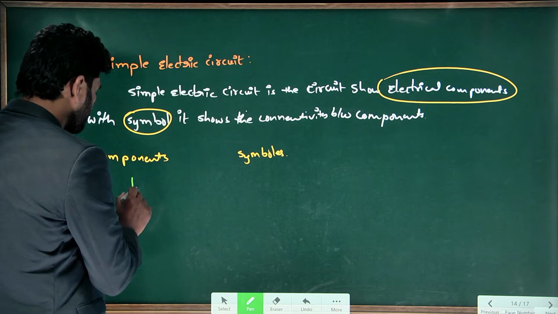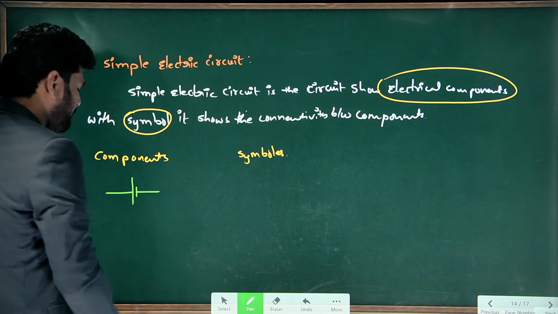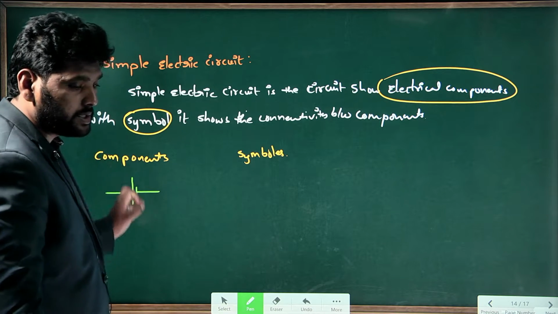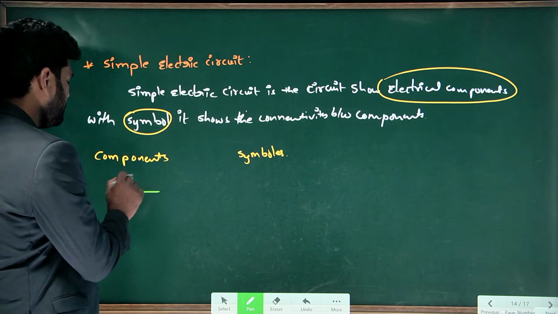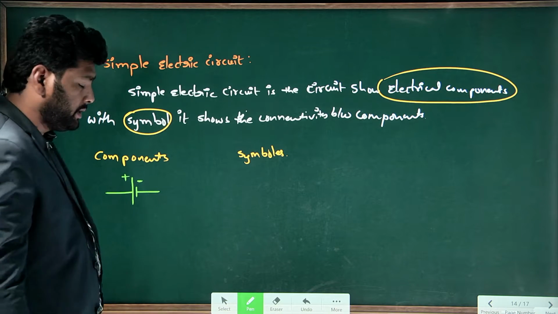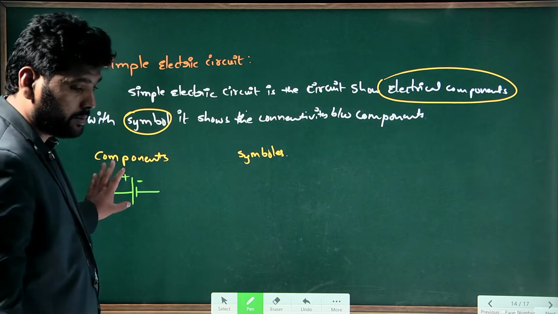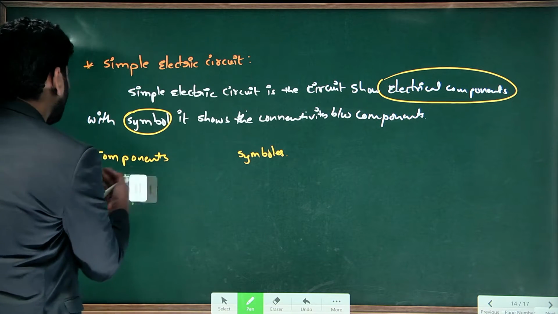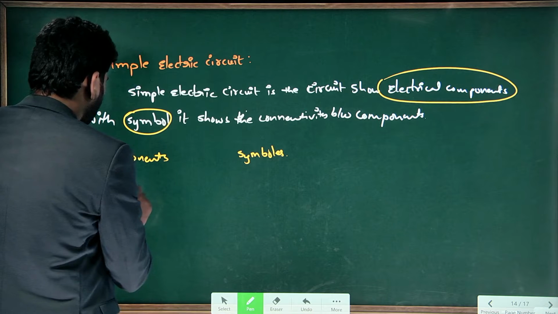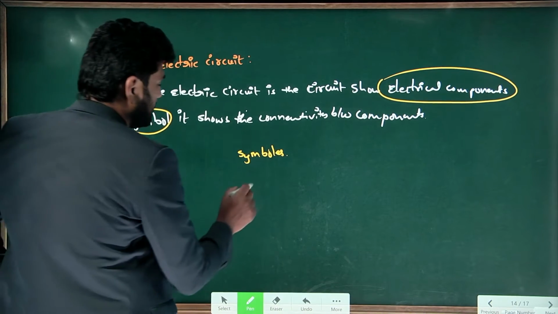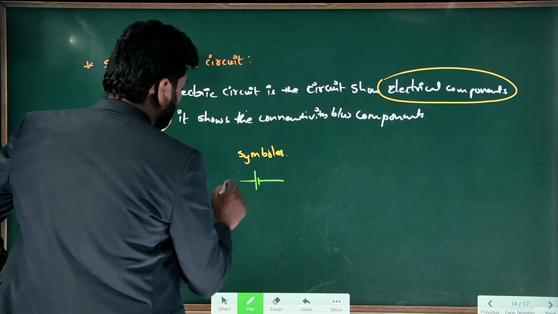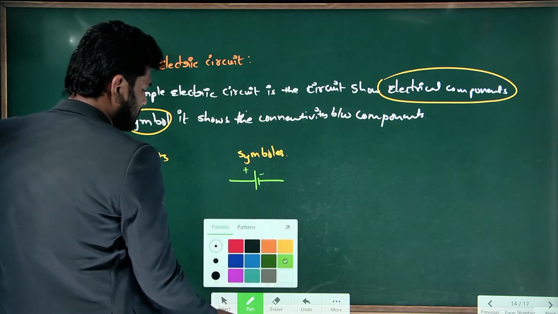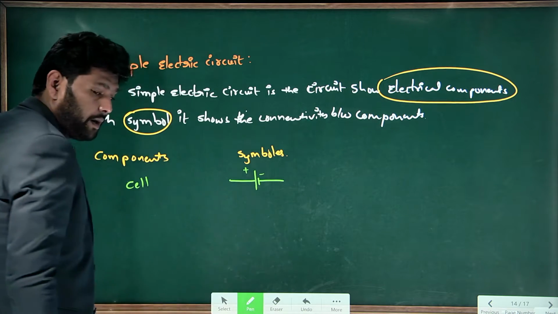How do you show the cell here? Look here. You can show the cell with parallel lines, but one is small and one is big. The big one represents the positive terminal, and the small one represents the negative terminal. So write down the name of the component, cell. This is the symbol for the cell. This is positive, this is negative. And next, tell me what is the next component?